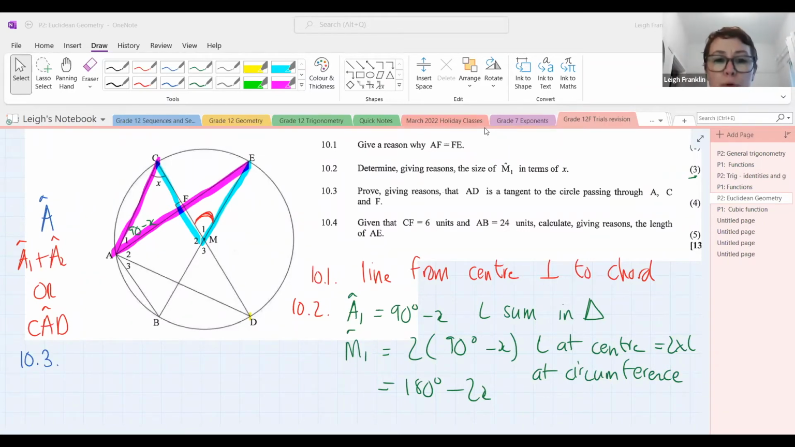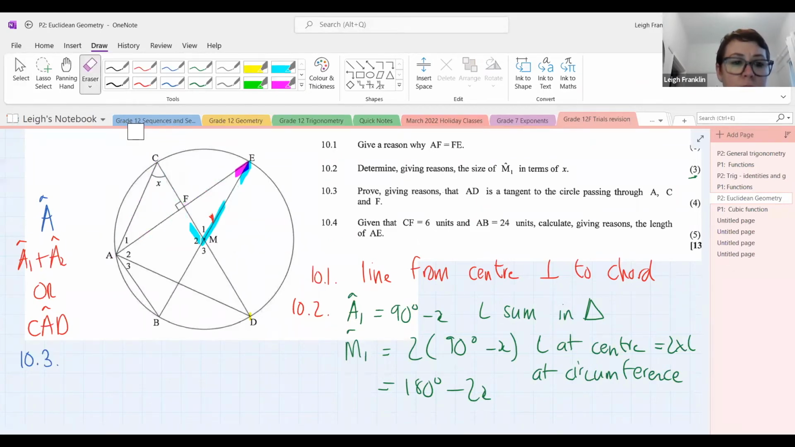Now they want us to prove giving reasons that AD is a tangent to the circle passing through A, C, and F. Now this is a difficult question. The circle passing through A, C, and F is not drawn. So let's just rub that out. And let's just put in here, we know that this is 90 minus x. And we know that that is 180 minus 2x. We're going to see if we need to use that now.